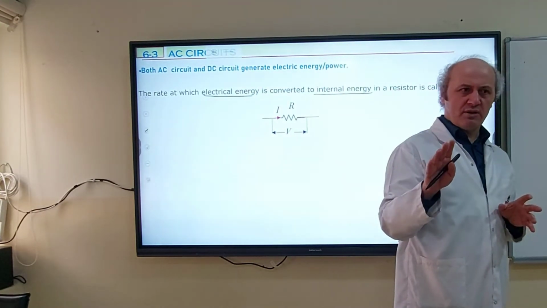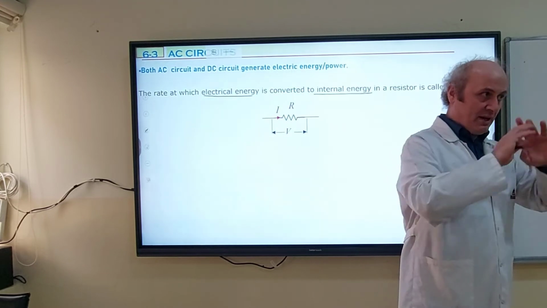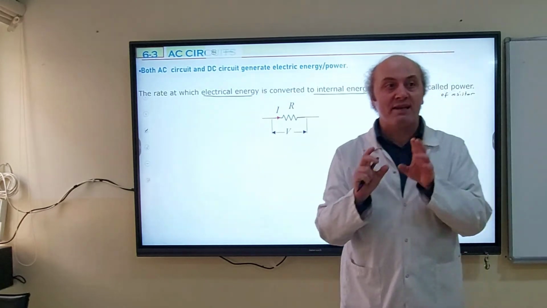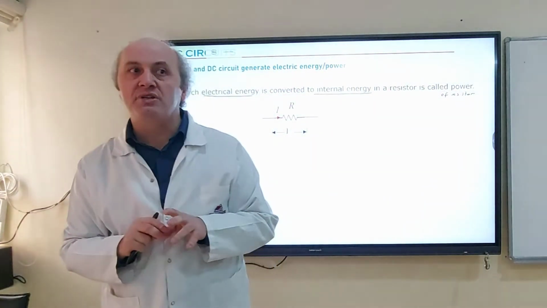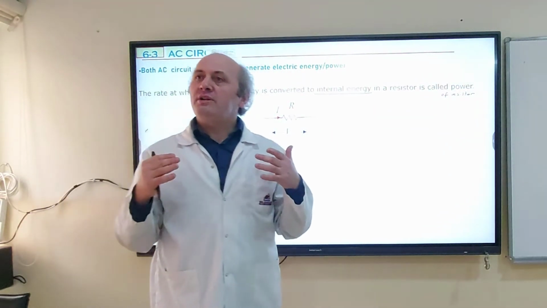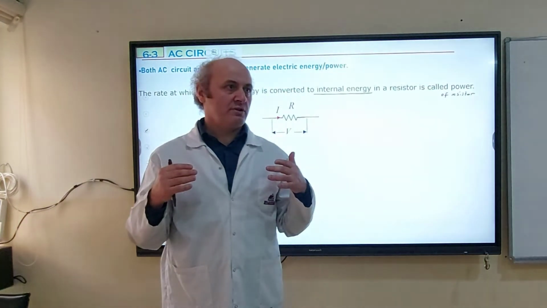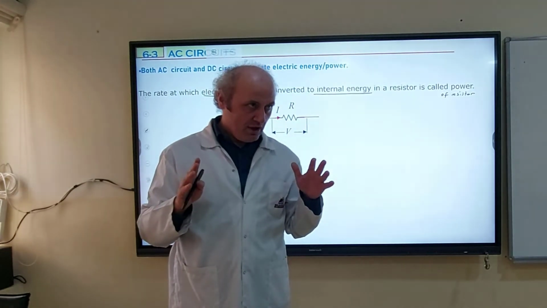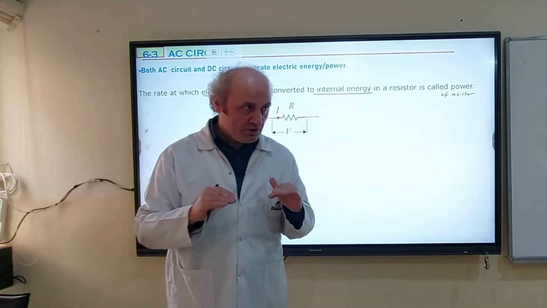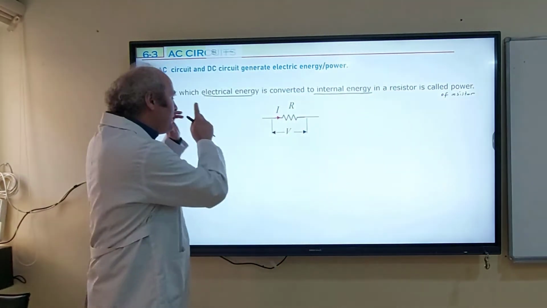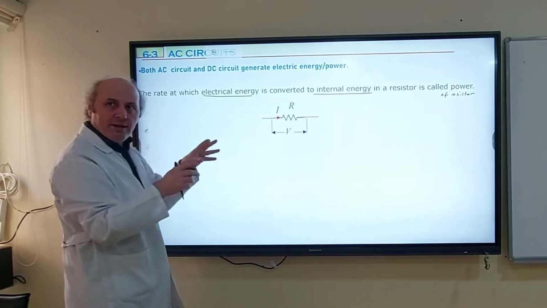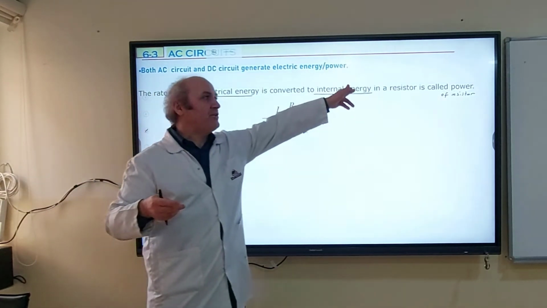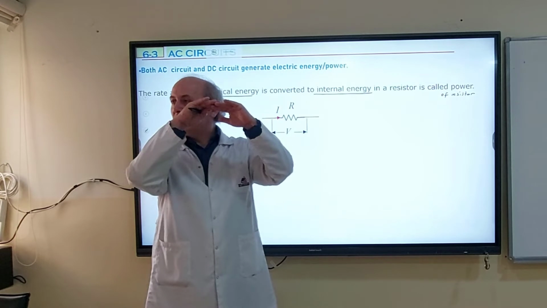In fact, in 10th grade, you defined this. The sum of the kinetic energies and potential energies of particles inside a substance is called internal energy. Basically, internal energy is proportional to temperature. If internal energy increases, temperature increases. If internal energy decreases, temperature decreases. This is what it tells you. Here, it tells you that when electrical energy is converted to internal energy, the temperature of the substance increases.